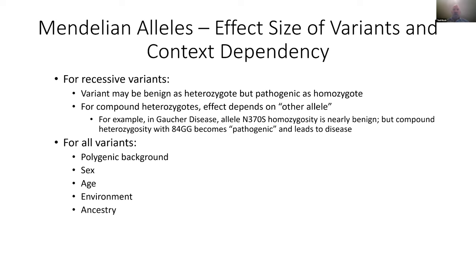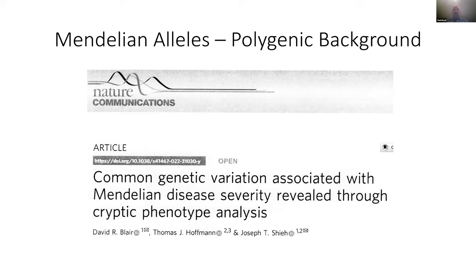Now, that's for recessive variants, but for all variants, and we've already talked about this a bit, polygenic background, sex, age, environment, and ancestry are all contexts that can impact the effects of those variants. First, I'm going to mention a paper from my UCSF junior colleague David Blair, who looked at, I think, 50 different Mendelian disorders. He showed that polygenic background for the traits involved in the disorder actually determined whether an individual had the trait, given that they were carrying a pathogenic variant in the first place. So it clearly demonstrated that polygenic background determines the clinical phenotype, even in Mendelian disease.